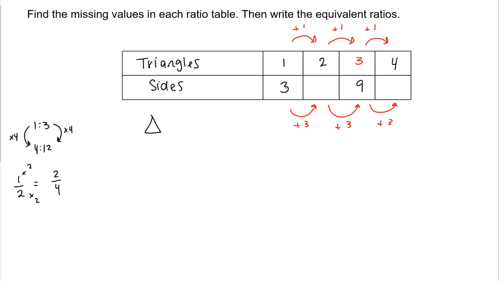So in the end, we'll have 3 plus 3, which is 6, plus 3, which is 9, plus 3, which is 12. Now we need to write our equivalent ratios. Our equivalent ratios are 1 to 3, 2 to 6, 3 to 9, and 4 to 12.